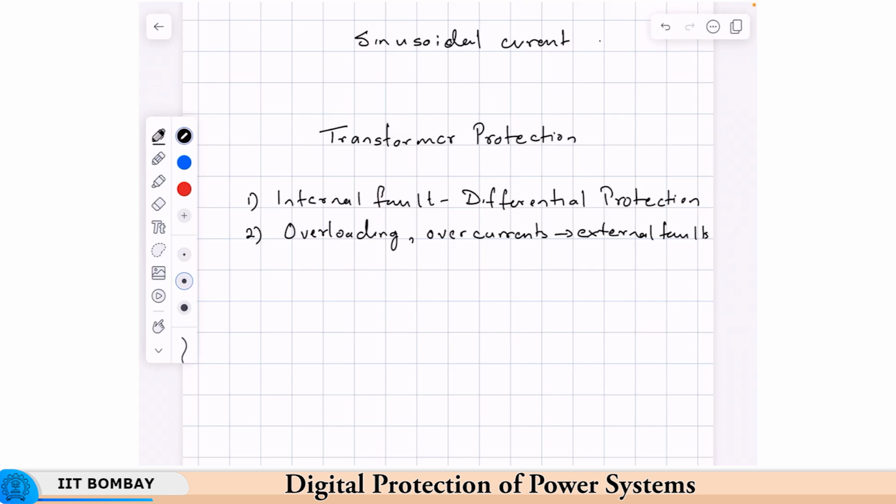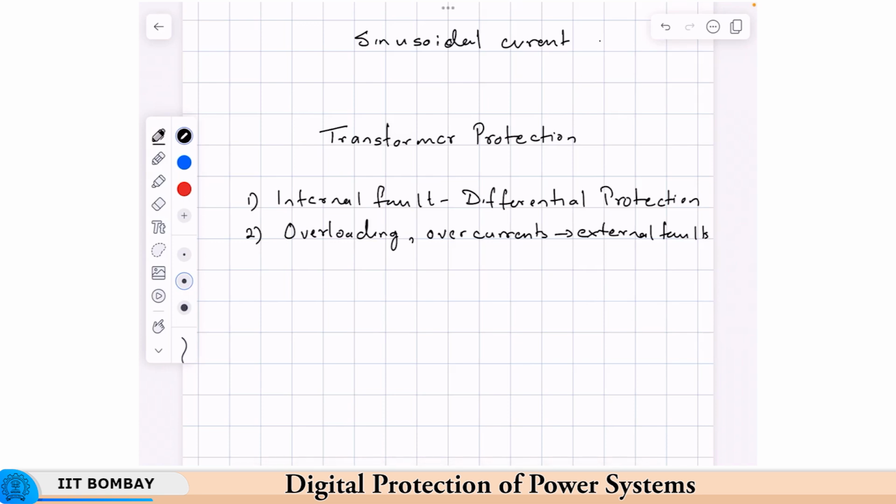Of course, there could be mal-operation if the currents are too high and one of the CTs saturates, but we are not looking at that right now. That is a mal-operation, that is not protection provided by the differential relay. So, for this you could provide instantaneous overcurrent protection and other overcurrent protection, which we have seen in the earlier classes.